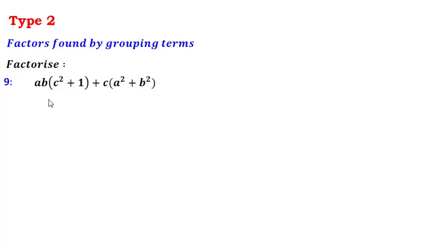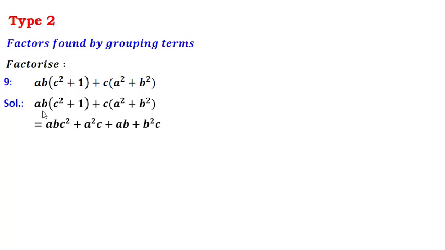Now ninth question, ab into (c square plus 1) plus c into (a square plus b square). Now nothing is common, so what I will do, I will first expand. How I expand? I will multiply this ab with (c square plus 1), so I get ab into c square plus ab, and here if I open the bracket I will get a square c plus c b square, so b square c, and I have rearranged the terms. So abc square plus this a square c I have written, then I have written this ab, and then I have written bc square or b square c. You can write one more step in between.